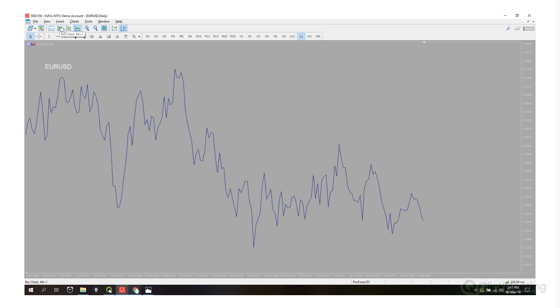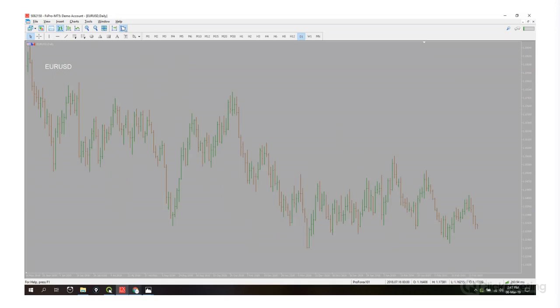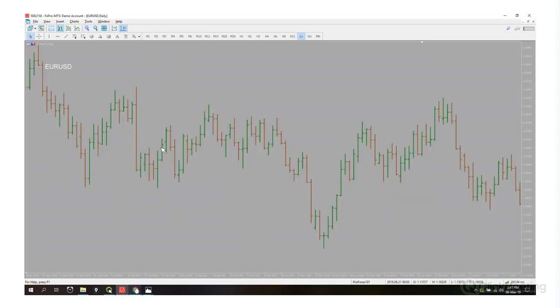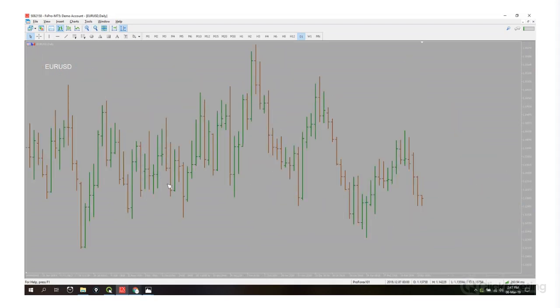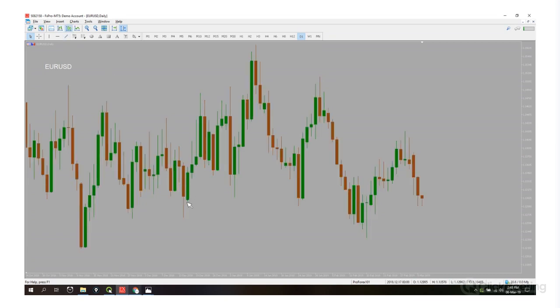For instance, there's bar charts. Some people like to use these bar charts. Let me just zoom in a bit. On the bar charts, you get a little more information. And again, my favorite is candlesticks. On the candlesticks, you get more information.